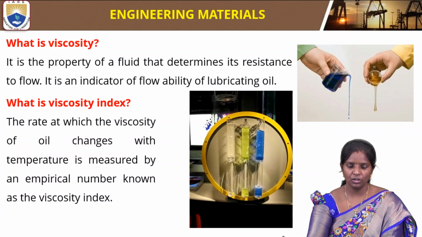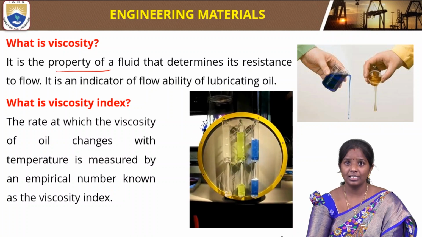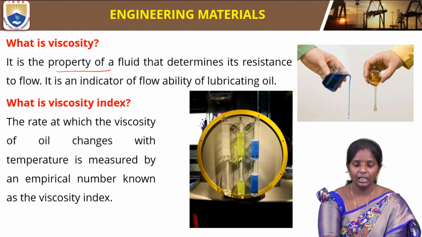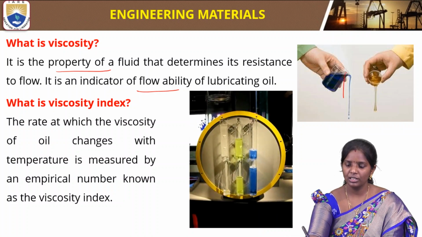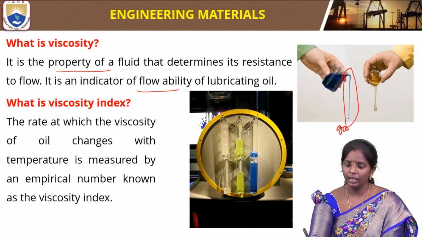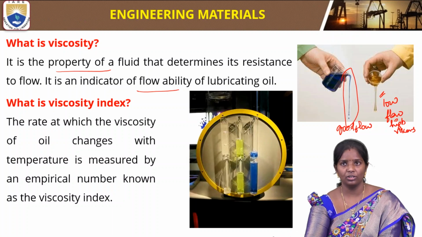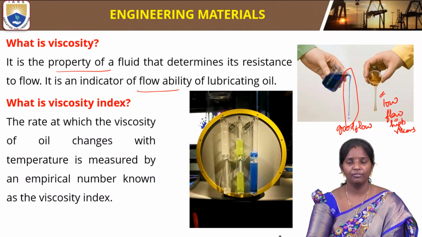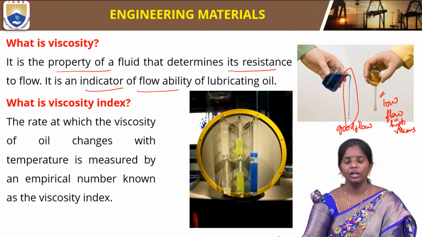So next is the viscosity. It is a property of a fluid that determines its resistance to flow. It is an indicator of the flowability of a lubricant oil. If you see this picture, good flow is seen here, and this is low flow capability. It means it is highly viscous in nature. So viscosity is a property of the fluid that determines the resistance to flow, and this indicates the flowability of the lubricant.